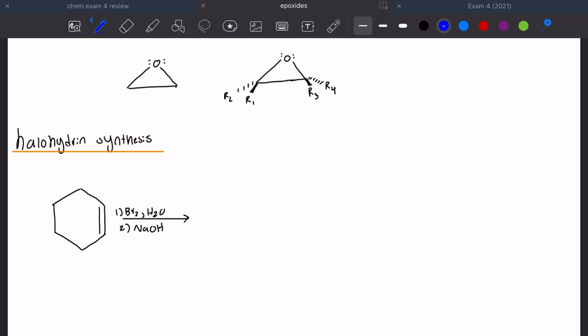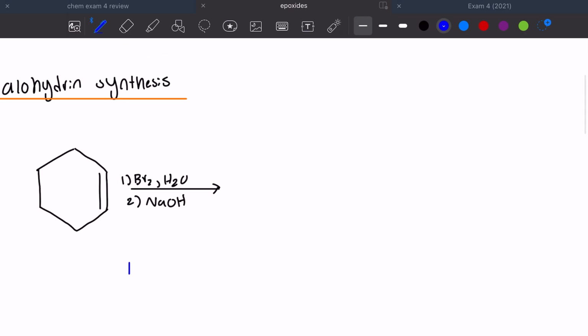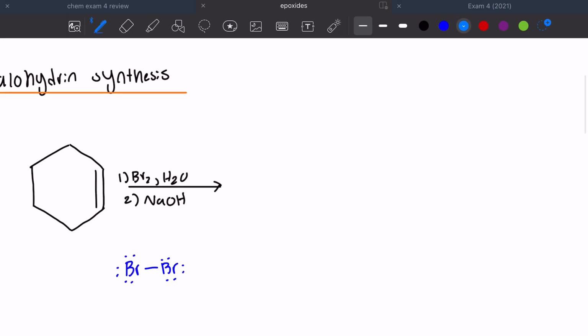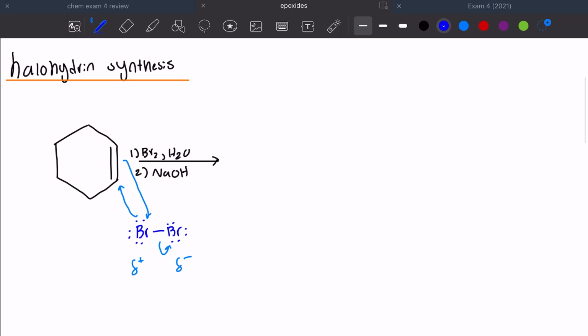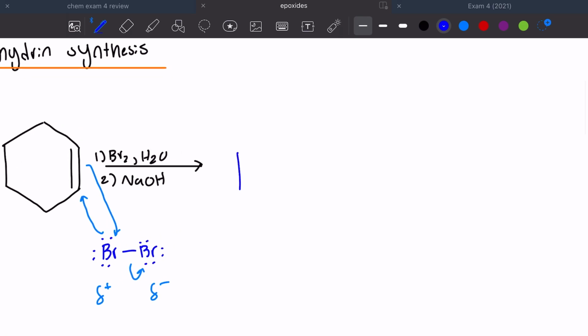This Br2 is basically just an X2 addition. It's what I've covered in a previous episode. It's the same concept. You have this Br2, and because it's approaching this double bond, one of them is polarized and becomes partial positive and one becomes partial negative. Then the electrons in the pi bond are going to come to this bromine, and one of the lone pairs on the bromine is going to come back and make a ring, and that knocks off the bromine. Then you'll get a structure that looks like this.